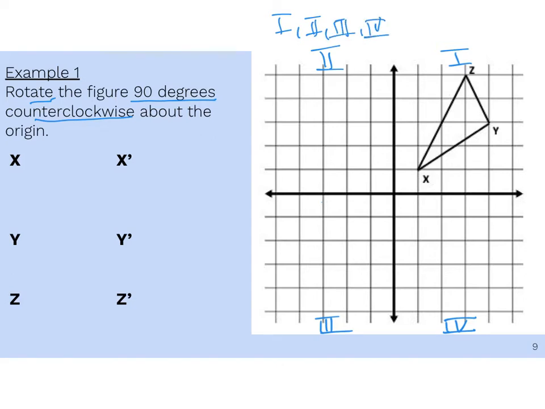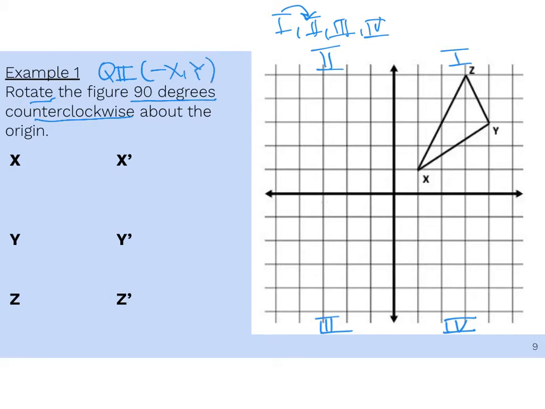So I'm starting in quadrant 1. So counterclockwise, I need to end up in quadrant 2. So you're going to make a note of that. I'm ending up in quadrant 2, and in quadrant 2, x is negative and y is positive.